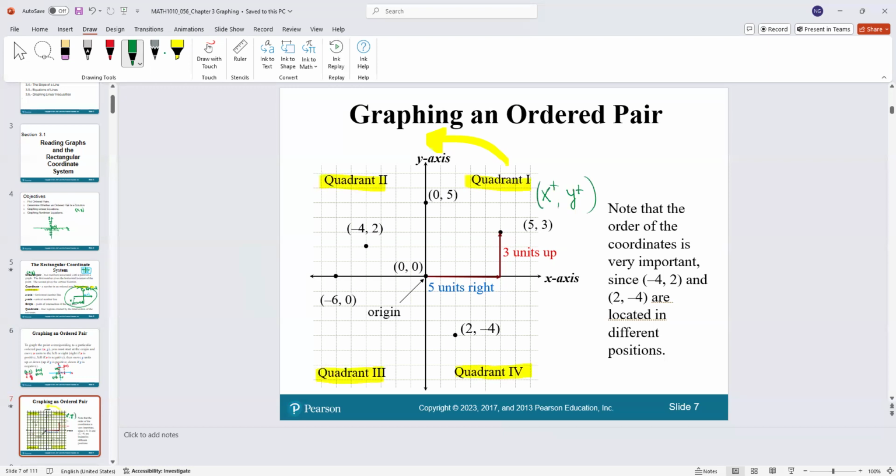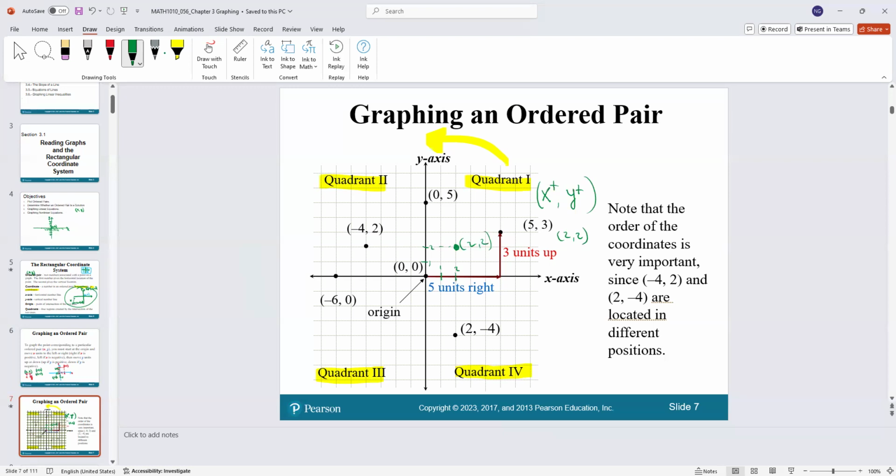The coordinates are positive. Suppose, for example, they ask you to plot a point up to here, you see both digits positive. If I said (2, 2), this is the point (2, 2). It's in the first quadrant because both numbers are positive.